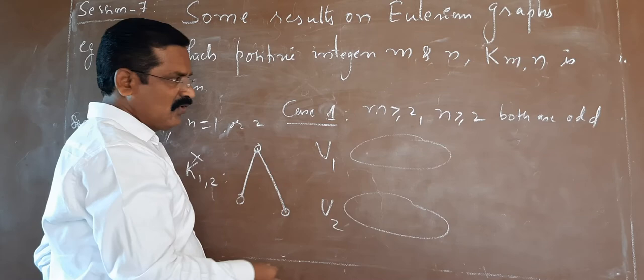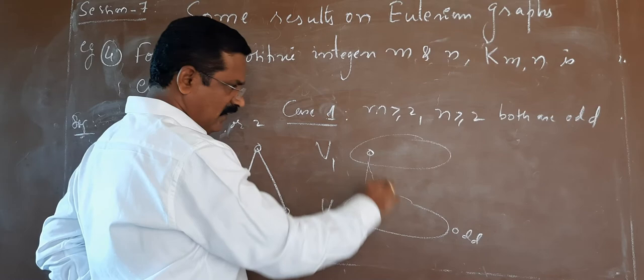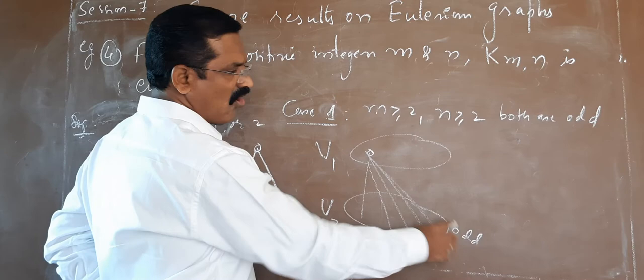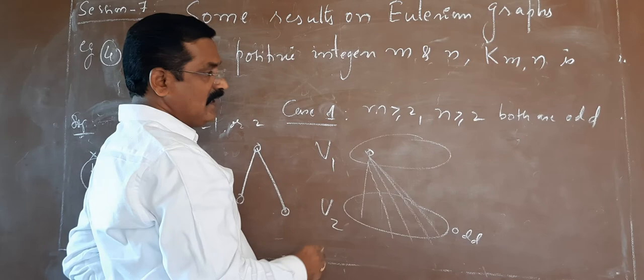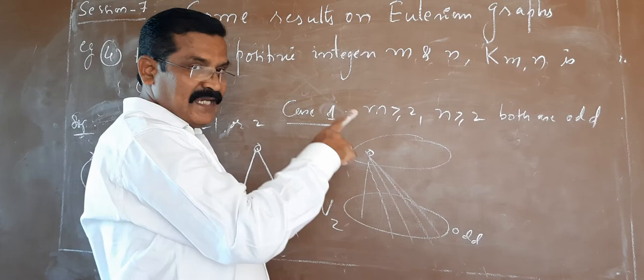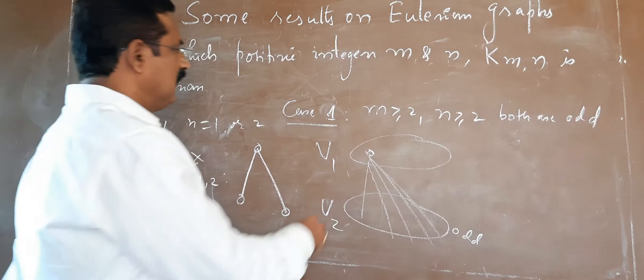It implies if I consider any vertex here, they are all odd, an odd number of vertices. If I join with all other vertices, 1, 2, 3, 4, 5, odd. So what would be the degree of this vertex? Odd it is, isn't it? So therefore, when both are odd, it is impossible to get an eulerian cycle, because for an eulerian cycle, the degree of every vertex must be even. So in this case, it is not possible to get an eulerian graph.